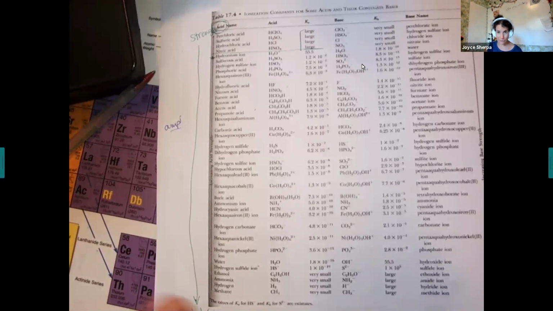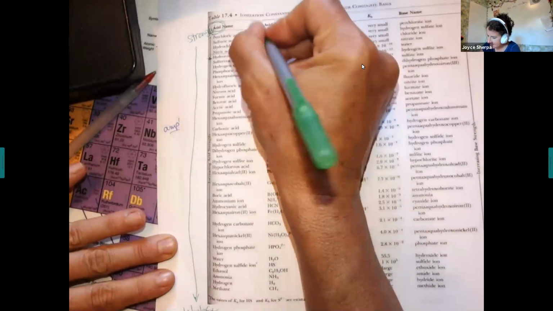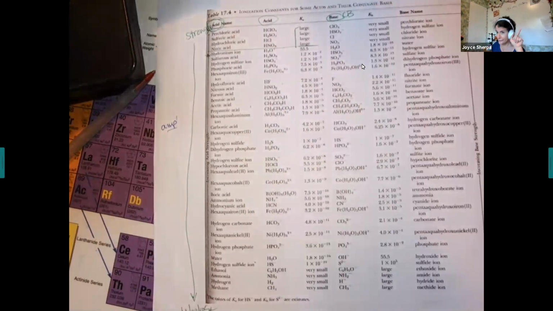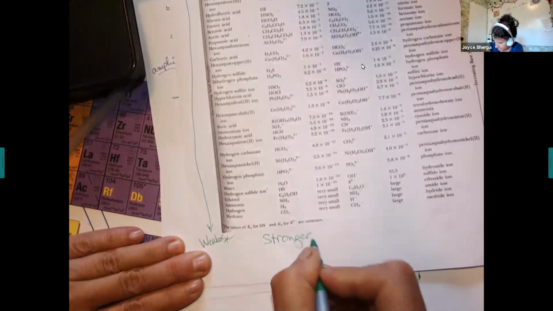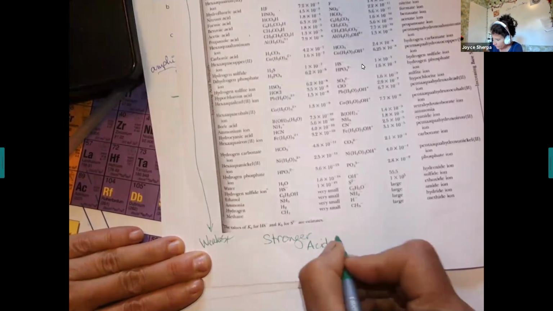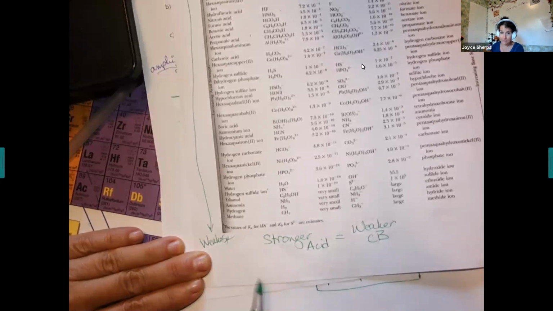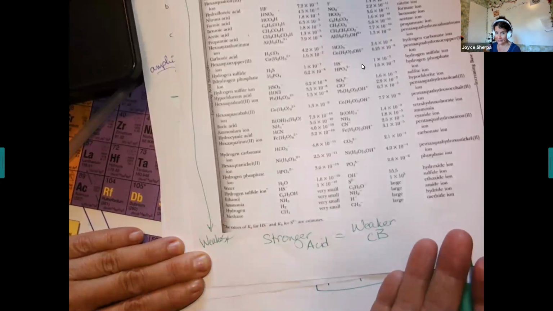The other thing, while we're looking at this chart, is it then shows the base, which, if this is the acid, this is technically the conjugate base. And you're going to keep hearing me say this mantra over the next week, because we keep doing this: the stronger the acid equals a weaker conjugate base. Because they're a pair, the stronger the one is, the weaker the other is.